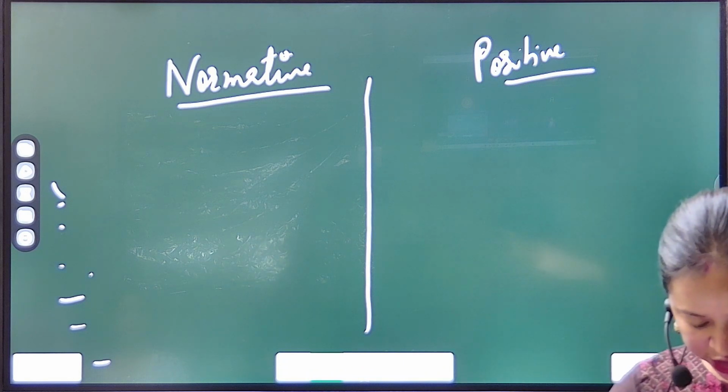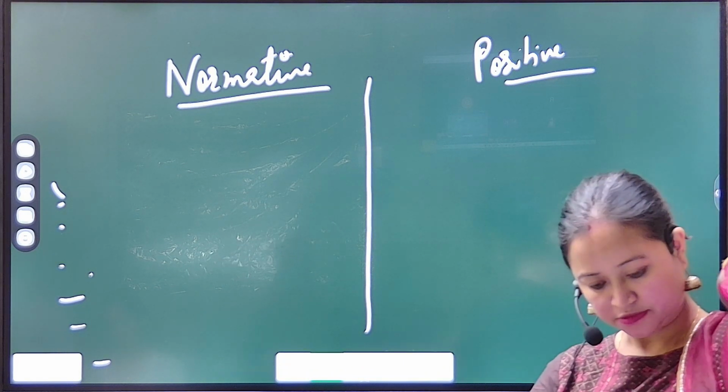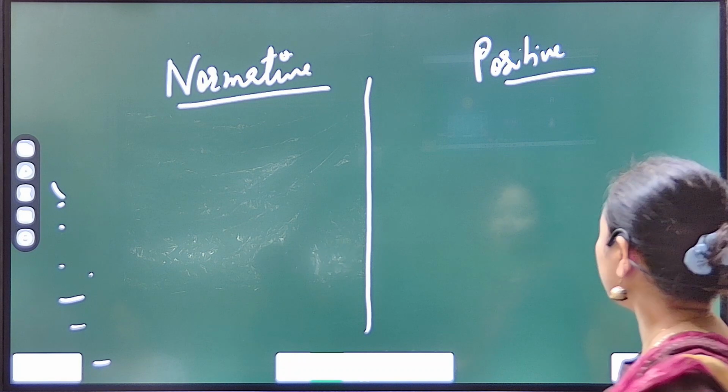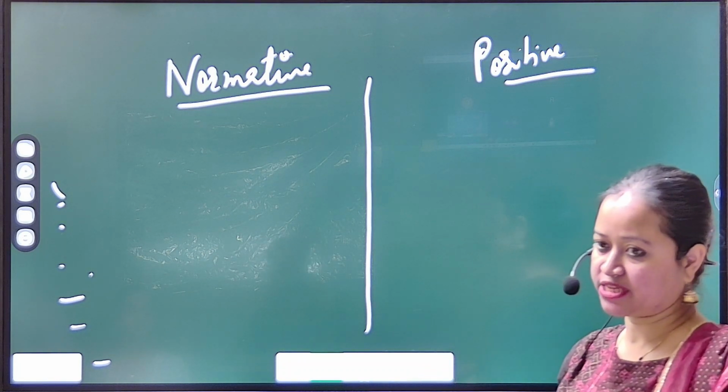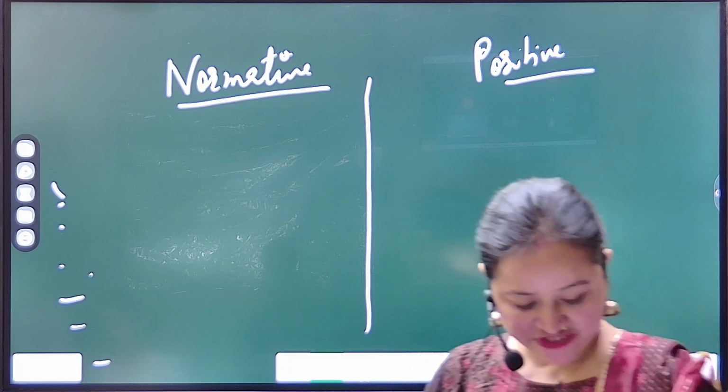Okay. Now page number 12. So normative and positive economics. Normative and positive economics. Fine?